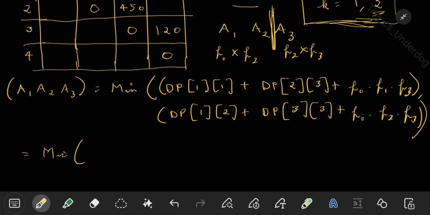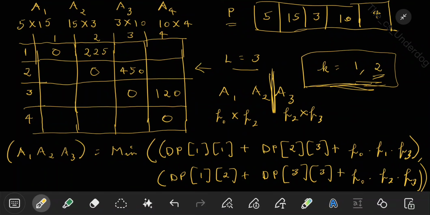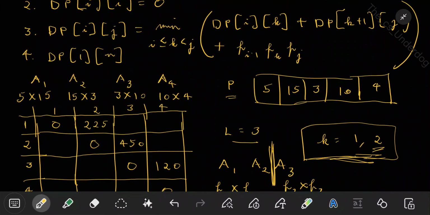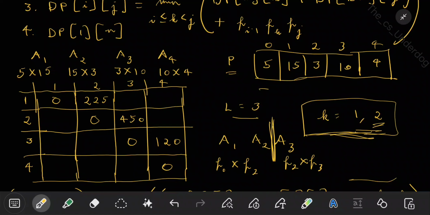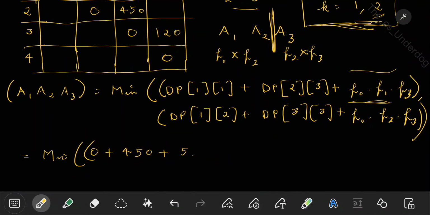dp11 is 0. I'll put 0 plus the second one, dp23. dp23, if you see from the table, it is 450. So I know dp23 is 450 plus P0, P1, P3. From my P, this is 0, 1, 2, 3, 4. P0, P1, P3 will be 5 into 15 into 10. And what is the second option?